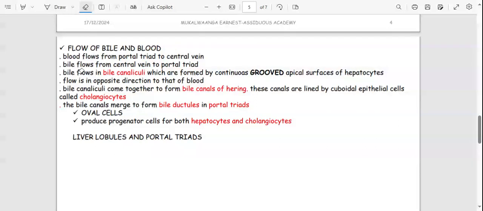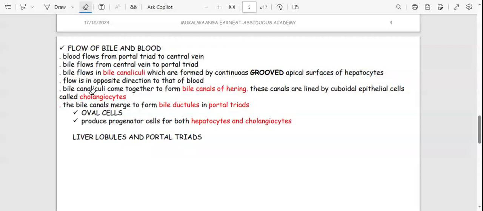This bile flows in spaces which we call the bile canaliculi. These bile canaliculi are formed by continuous grooves on the apical surfaces of the hepatocytes. Hepatocytes are linked together by junctional complexes, in line in plates, as we have described. On top they'll be grooved. Since they are linked together, there will be a continuous groove on top, and that groove acts as a path for bile to pass. That groove we call the bile canaliculi. That is how bile moves from the central vein to the portal triad.